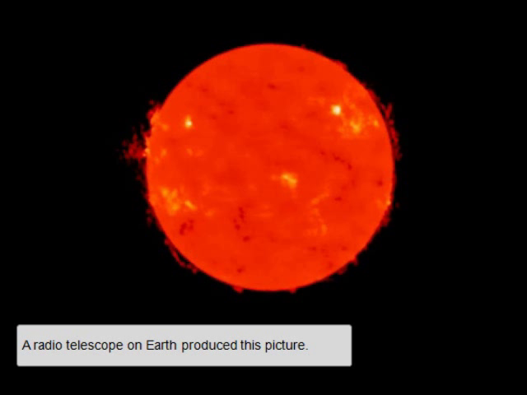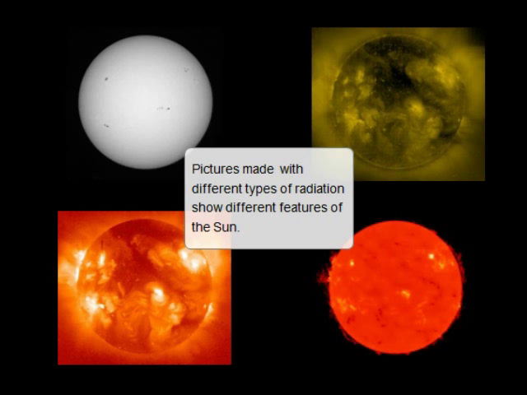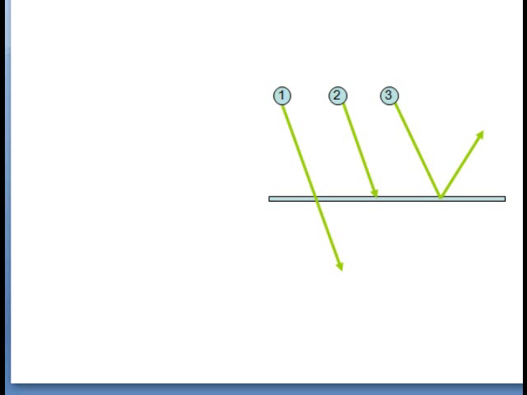Radio waves are the least energetic waves and don't really show too much when it comes to the sunspots. But as you can see, the 4 different pictures we have of the Sun give us more information as 4 than they do as 1.